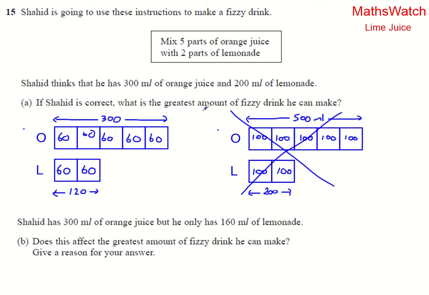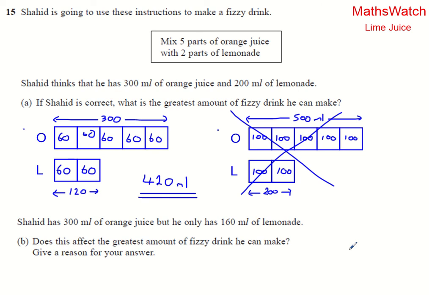So what is the greatest amount of fizzy drink he can make? Well, the fizzy drink is all of this put together. So he'll be using 300 millilitres of orange juice, 120 millilitres of lemonade, which means he'll make a total of 420 millilitres of fizzy drink.